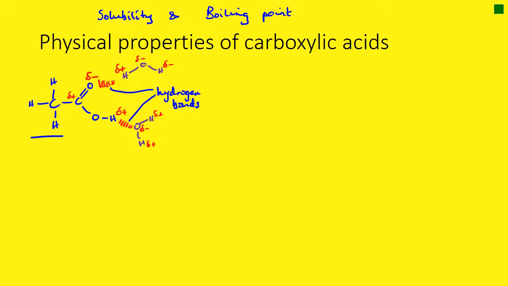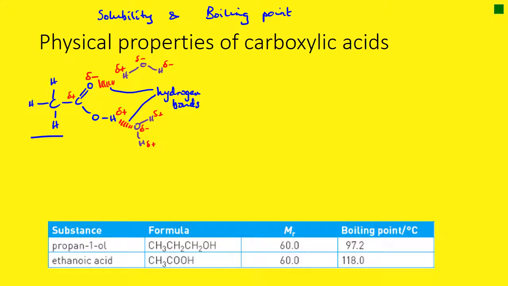Now, what we can do is have a look at a chart, which is down the bottom here, and that's got boiling points of propan-1-ol and ethanoic acid, which you see from this column here have the same Mr, but the boiling points are slightly different. Of course, we can see that the acid has a greater boiling point than the propanol.